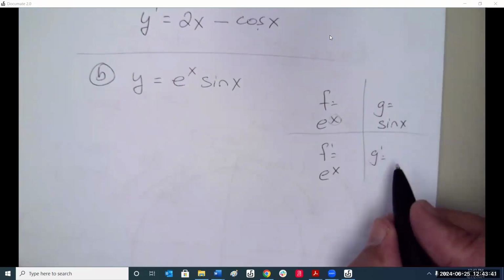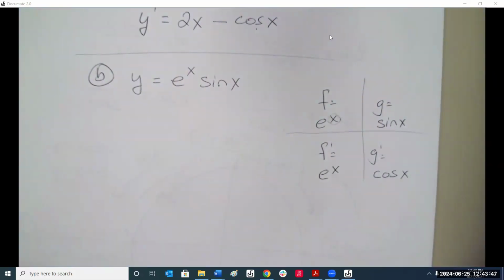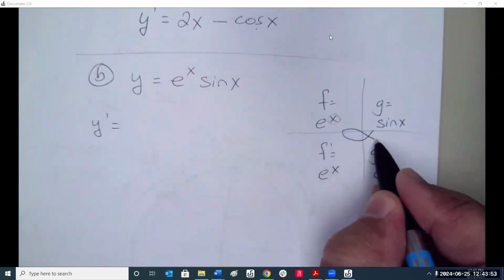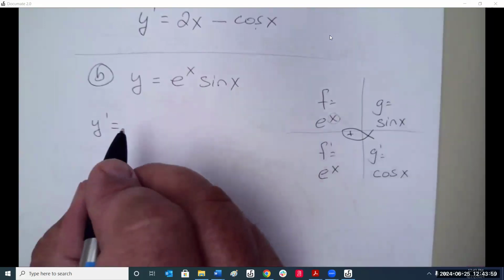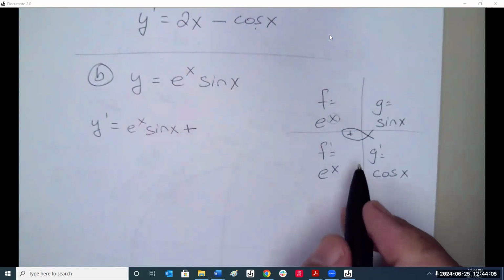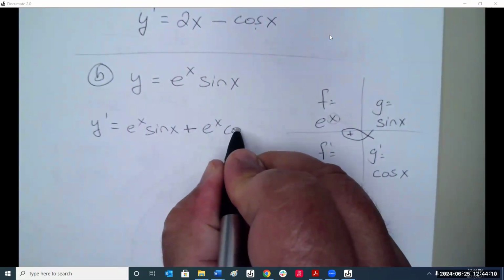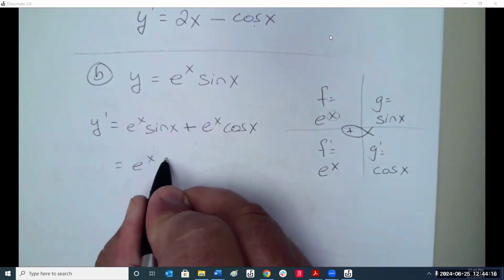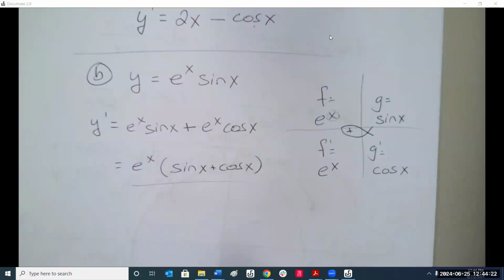The derivative of sine is cosine. So start in the first position, we have sine x times e to the x, so we have e to the x sine x, plus, since it's a product, e to the x times cosine x, so it's e to the x cosine x. Or you can factor out what's in common. And there's your derivative.